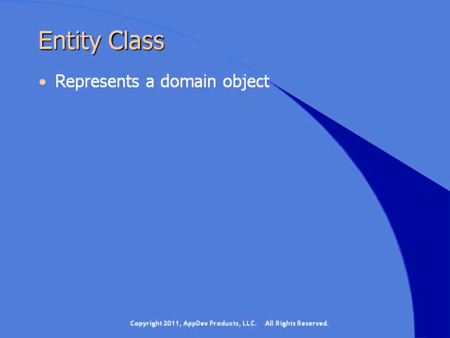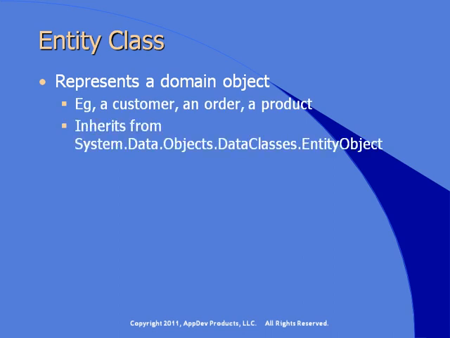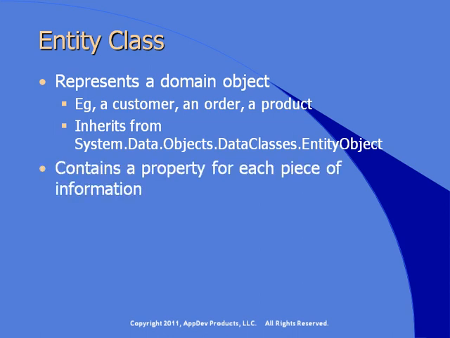So as I mentioned, an entity class represents an object in your domain. It could be a customer, could be an order, could be a product. And the entity class is going to inherit from the EntityObject class, which is in System.Data.Objects.DataClasses. And the entity class contains a property for each piece of information, like company name, order date, unit price. And again, these don't have to be columns in a table. They could be the results of a web service, they could be calculations. You have a lot more flexibility.